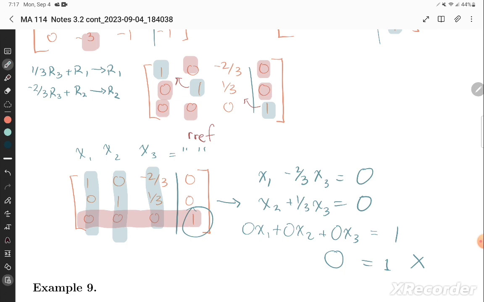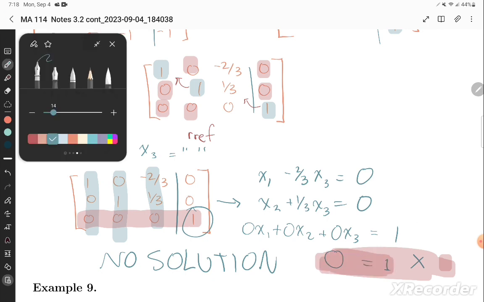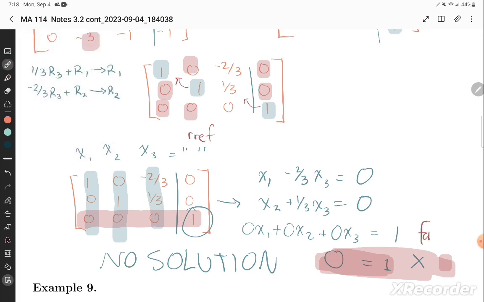If I have all zeros for all of my columns except for the last column in any one of my rows, that means I'm going to have no solution. Because again, it's impossible. This is not a correct statement. This statement right here is a false statement. It's false. Right? 0 is not equal to 1. It's just not possible. Which means that I've got no solution for this system of linear equations.